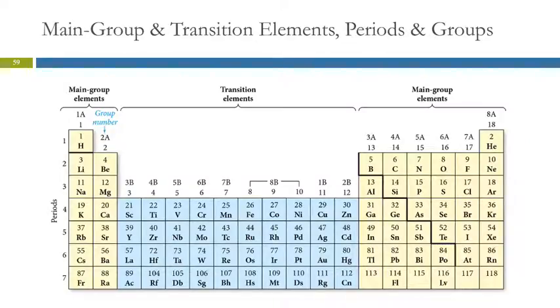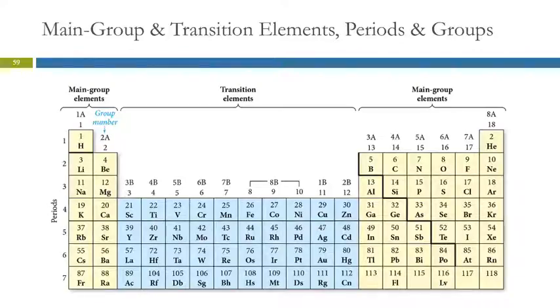Other divisions in the periodic table are the main group, the transition elements, and then we have periods and groups. So the main group elements on this table are shown in yellow. So we've got these two columns over here, and then we've got this block over here. So you should be able to identify if something is a main group element or not. Those are the columns that stick up higher. And then this part down here, those are the transition elements.